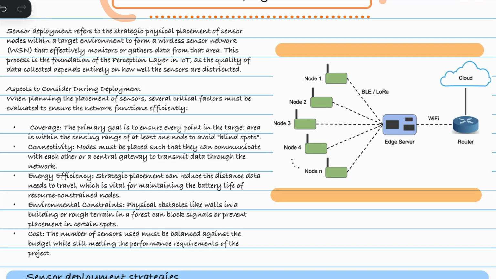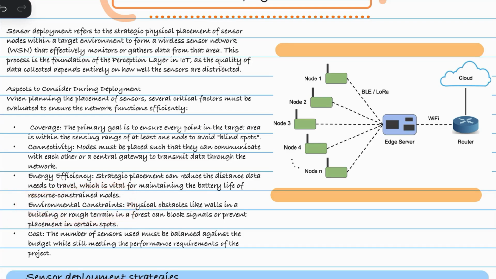Right? Then we have energy efficiency. If you place nodes too far, their radio waves have to transmit at maximum power, draining their batteries. So strategic geometry minimizes the multi-hop distance data has to travel, stretching battery life for years. That is why there should be strategic planning to make sure that there is energy efficiency for our sensors.